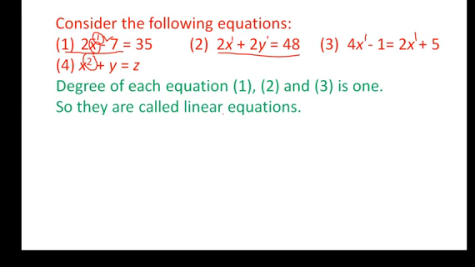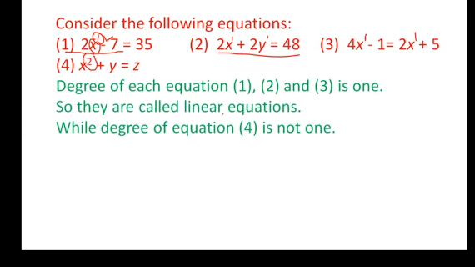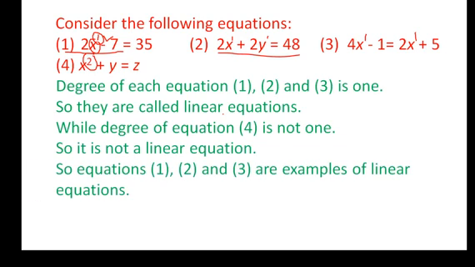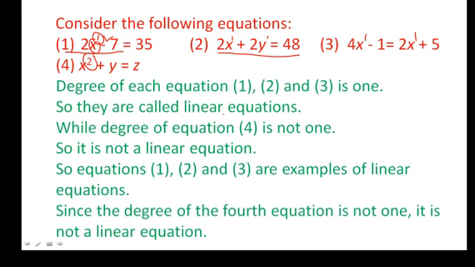So they are called linear equations. Degree 1 means they are called linear equations. While the degree of equation 4 is not 1, that's why it is not a linear equation. Linear equation means the degree of the equation is 1, then it is said to be a linear equation. So equations 1, 2 and 3 are examples of linear equations. 4 is not a linear equation. What do we call 4? Degree 2 means it is a quadratic equation. We will learn it in the next class. Since the degree of the fourth equation is not 1, it is not a linear equation.